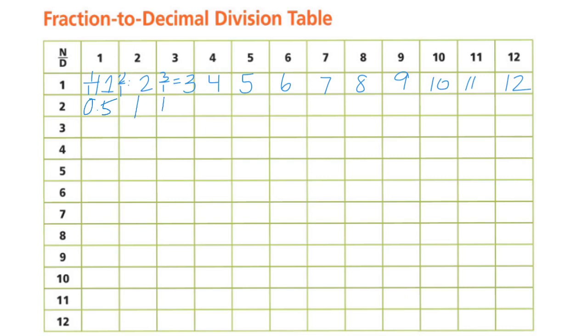3 over 2 is 1.5. Then you're going to have 2, 2.5. And if you notice the pattern, it's a whole number and then a half, and 4, and then 4.5, 5, 5.5, and 6, okay? Because I know that 12 over 2 equals 6.